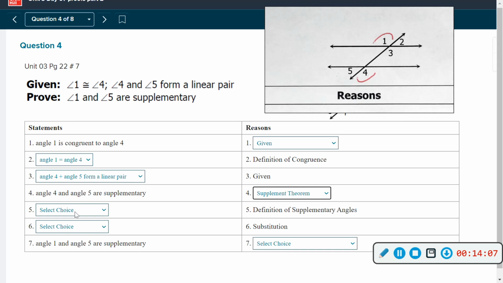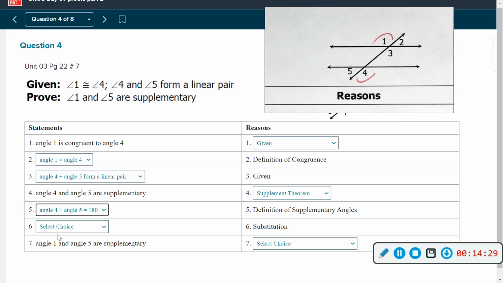All right, next. They said definition of supplementary. Well, what were we just talking about a second ago? 4 and 5. So we're probably still talking about 4 and 5. 4 and 5 add up to 180. Yep, that's the only one that works. So these two angles right here add up to 180 degrees. Awesome. Now substitution. That means we're going to replace something, right?